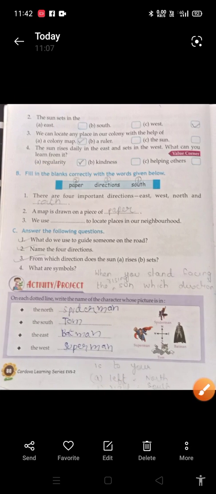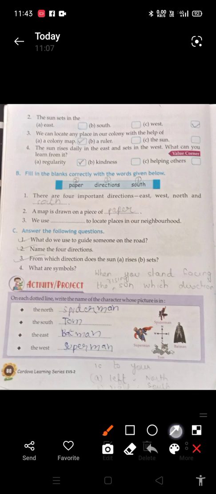Okay, so now what have you understood in this chapter? We have understood directions. Directions help us to locate a place. There are 4 major directions: east, west, north, and south. The sun rises in the east and sets in the west. When we stand facing the sun, we are looking in the east direction, and to our back is the west direction. To our left is the north, and to our right is the south direction. Now let's do this one.